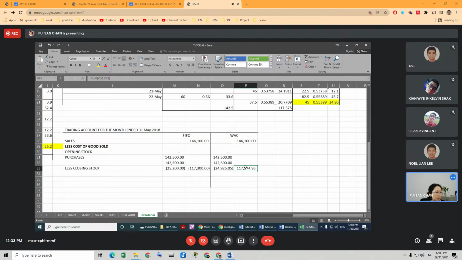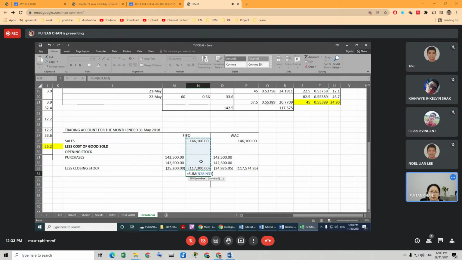But here we also put a negative, right? Yeah, we also put a negative like this. Then here we actually perform sales minus cost of goods sold. Okay, this is your gross profit.